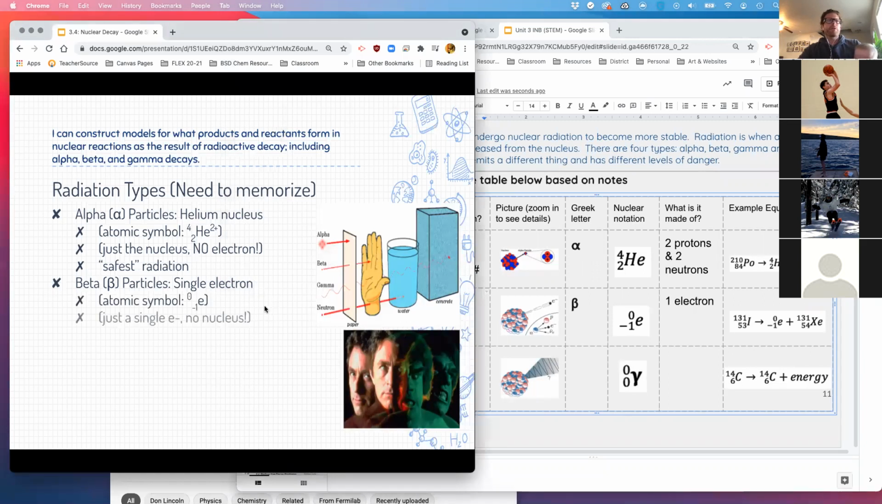That's the symbol that we use. It's just a single electron, no nucleus. And the more energy that these bad boys have, the more dangerous they become.